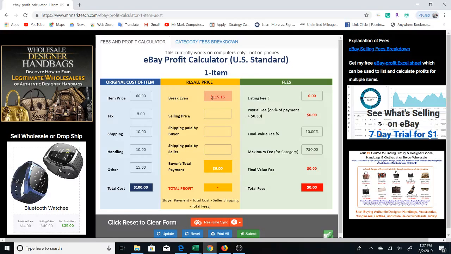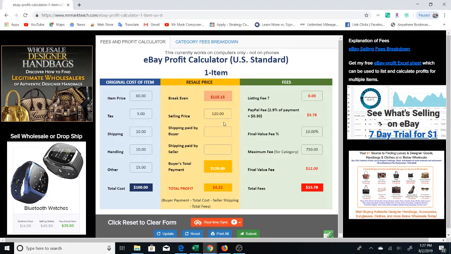The first thing it does is determine the break-even price, which is the price at which you will receive a profit of zero. No profit, right? This is your break-even. And for this section, we'll first start with the selling price. So for instance, let's say we're selling this item for $120.